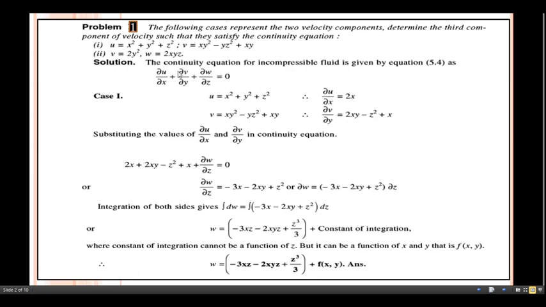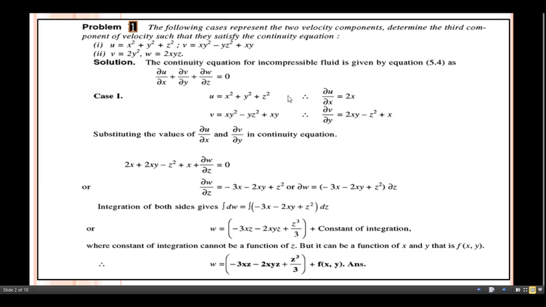Now we know the continuity equation for the incompressible fluid. This is the continuity equation: delta u by delta x plus delta v by delta y plus delta w by delta z equals 0. Now see the value of u with us, x square plus y square plus z square. Now get the value for delta u by delta x. In this way we can get the relation for the continuity equation, as well as the unknown value.